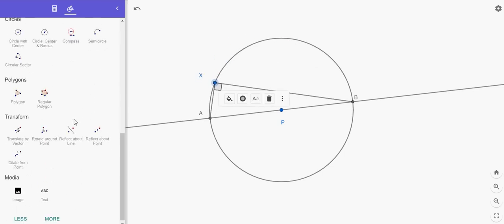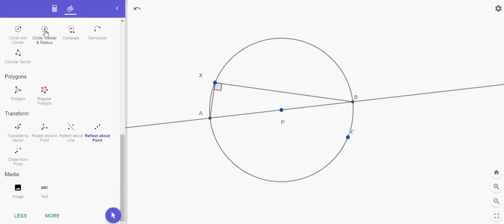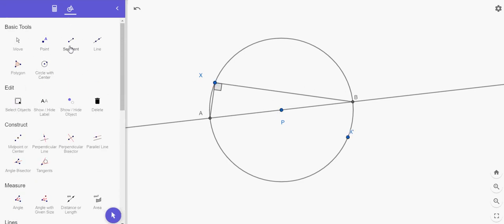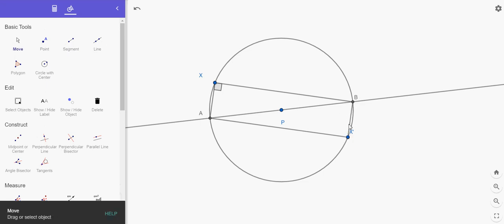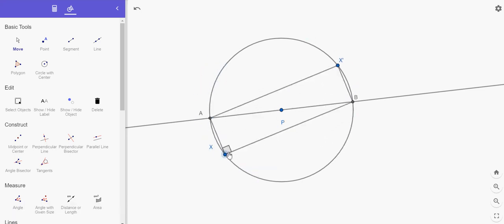And if you remember, we've talked about this situation before a little bit. If I reflect this point through the center, I now have another inscribed angle intercepting a semicircle. This is a right angle, and of course this figure right here is a rectangle.